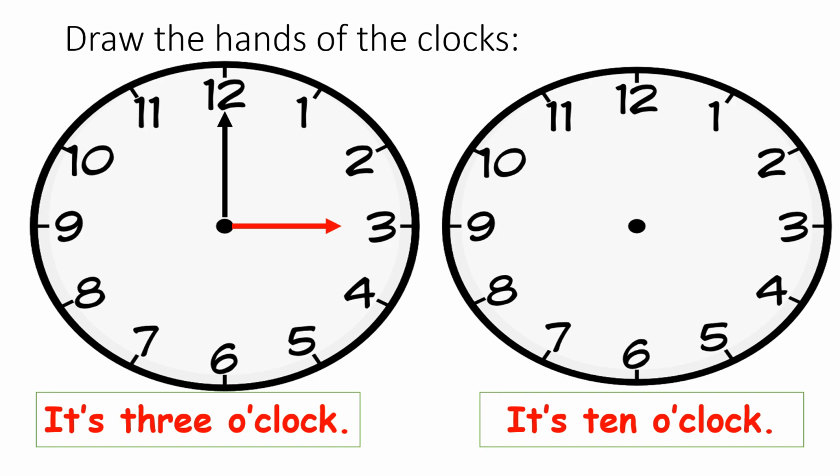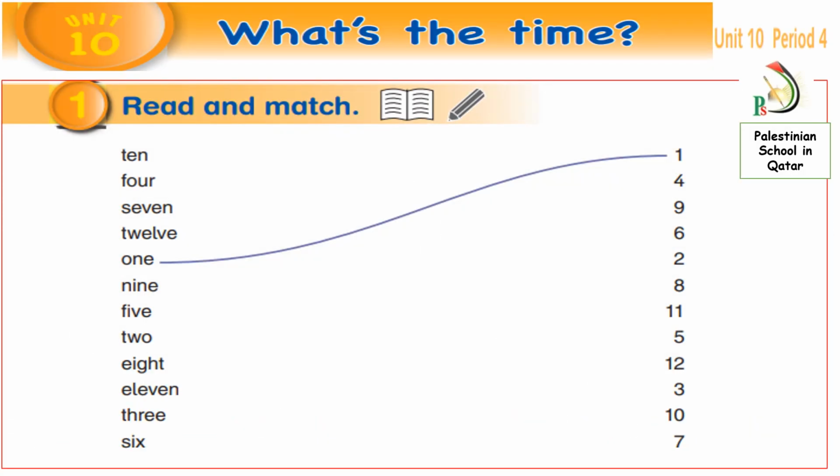Let's move to the second clock. The time here is written, it's 10 o'clock. Can we draw the hands together? Yes. Excellent. It's 10 o'clock. Great. Thank you.